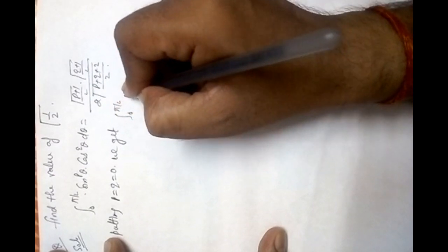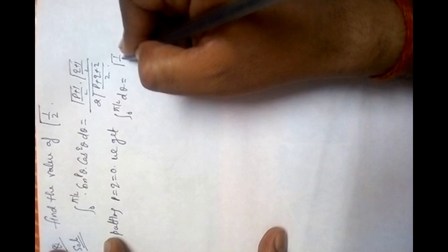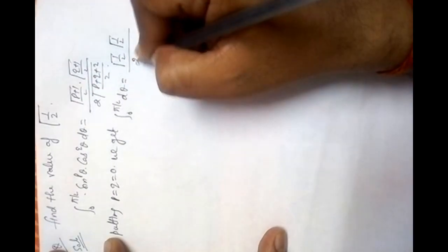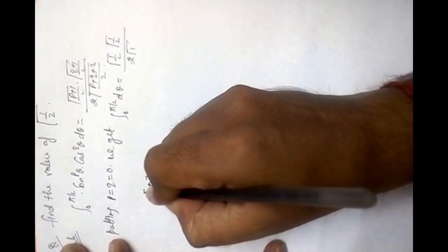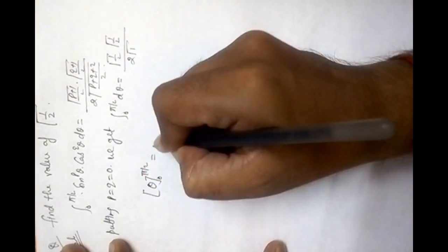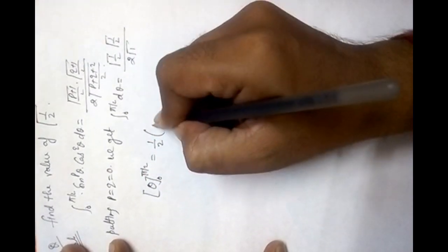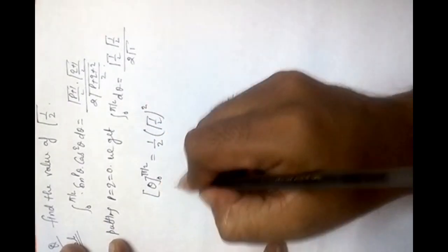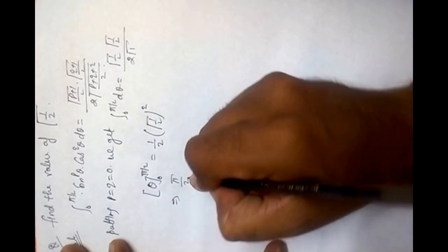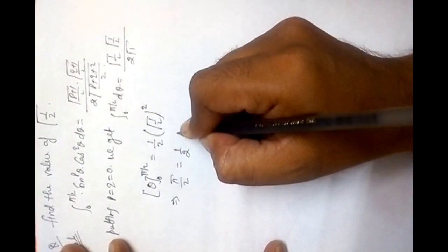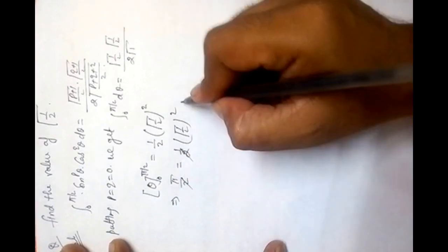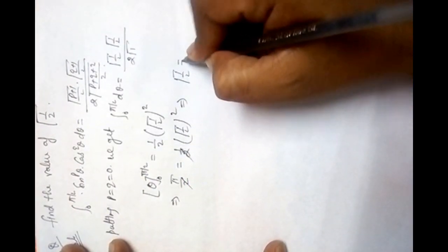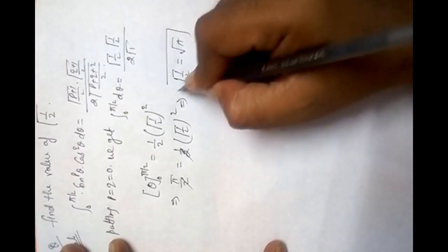integral 0 to pi by 2 d theta is equal to gamma half gamma half upon 2 gamma 1. So here the integration value of theta with limit 0 to pi by 2 is pi by 2, which is equal to 1 upon 2 gamma half whole square. 2 cancels, then gamma half is equal to root of pi.